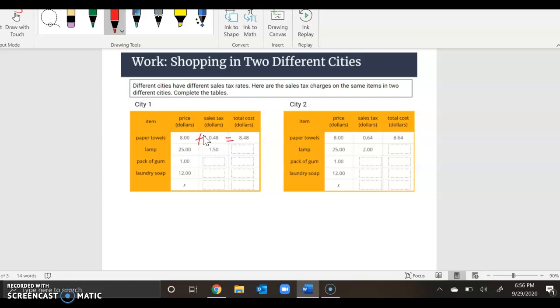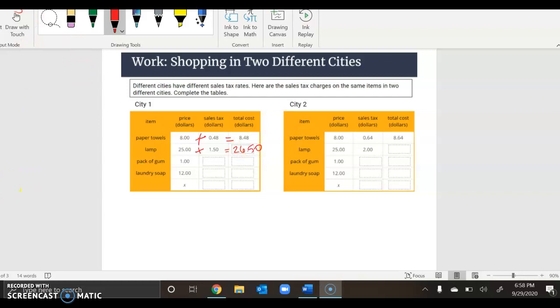So the second row should be pretty easy. We have our total for our lamp is 25. Sales tax is $1.50, so we will add 25 plus $1.50 equals $26.50.